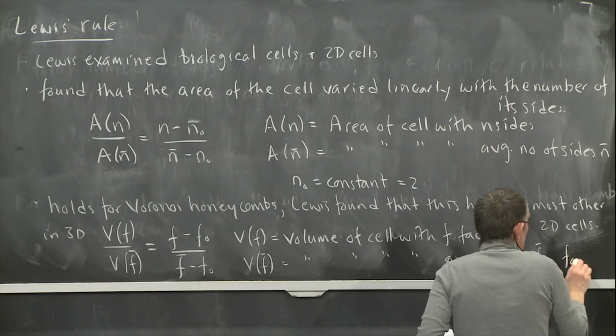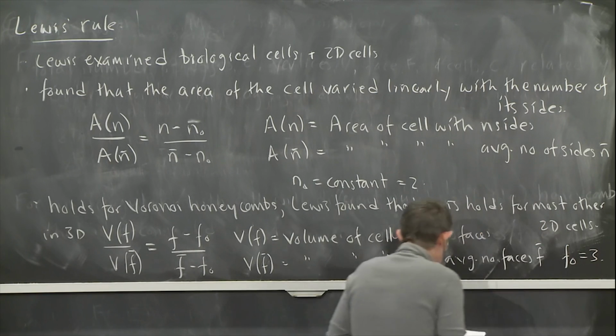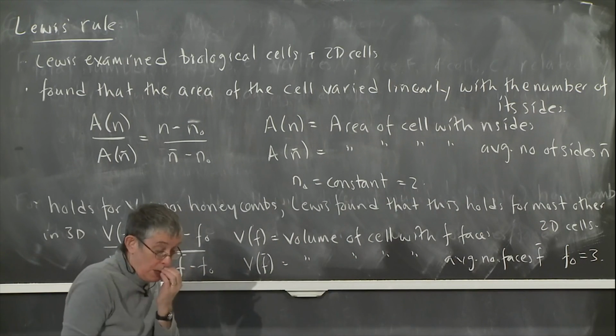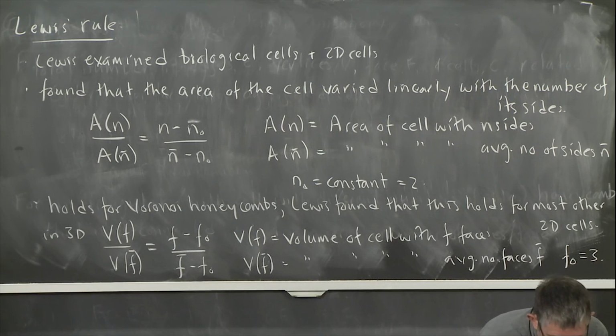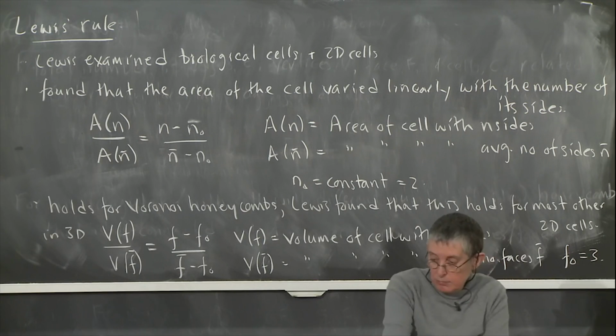And here, this F naught is another constant, and in 3D, it's about equal to 3. So these are all just kind of interesting topological rules that are sort of nice to know about.